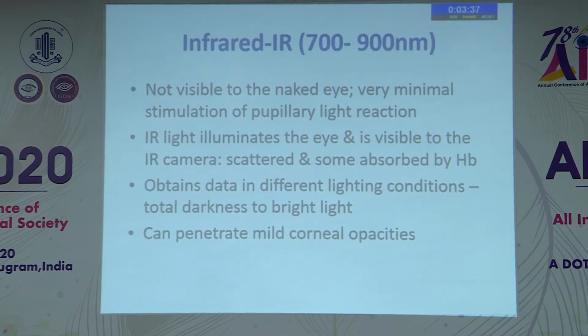Now, when we use infrared light, the light is not visible to the naked eye, and there is very minimal stimulation of the pupillary reaction by the infrared light itself. Infrared light is illuminating the eye. The eye is flooded with infrared light, and the reflections from the tissues are captured by the infrared camera. It obtains data in different lighting conditions from total darkness to bright light, and can penetrate mild to moderate corneal opacities, as we can see.